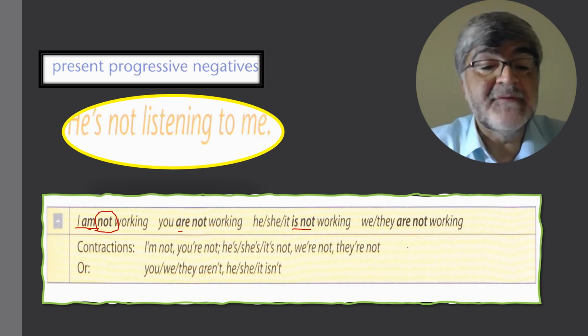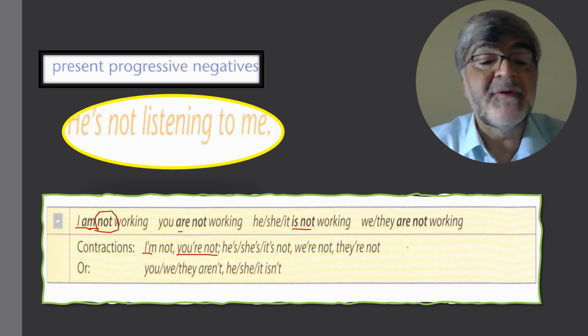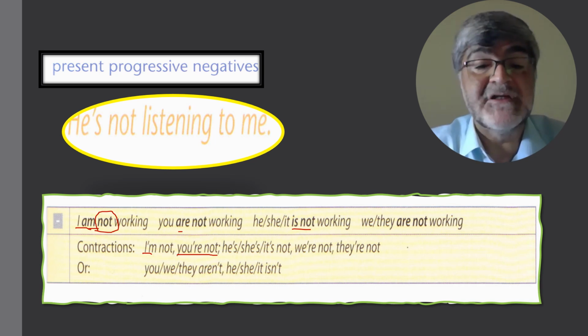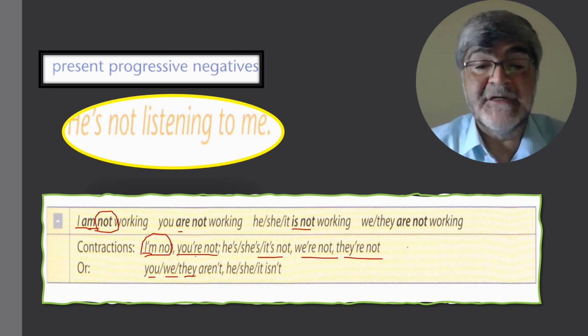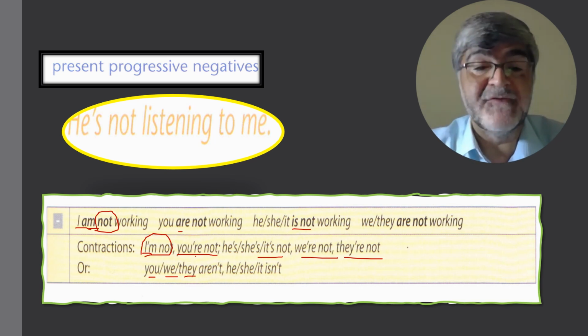Contractions, then we talked about contractions again. Now, I'm not, you're not. But remember that we cannot say I amn't. We don't have any amn't in English. So this one has got only one form, and that's I'm not. But you're not, you can say you aren't. Or it's not, we're not, they're not. Or you can say you aren't, we aren't, they aren't, but not I amn't. We don't have that form in English, remember that.